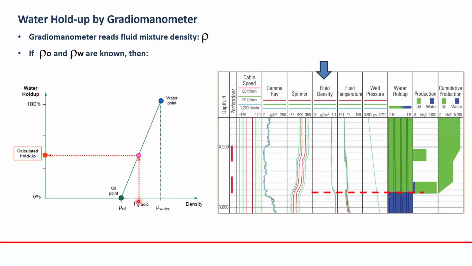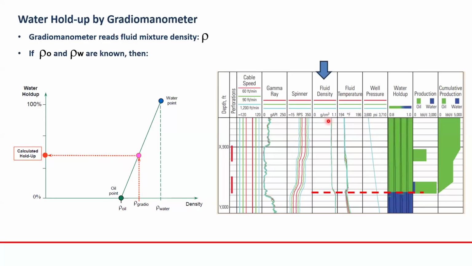So if we have a gradiomanometer reading, say 0.8, we can know exactly how much hold up we have. So if this one is 0.8 and this one is 100, so it's 0.9. So we may have about 40% oil and 60% water. So this is how we look at the fluid density in the PLT. This is an example of PLT.